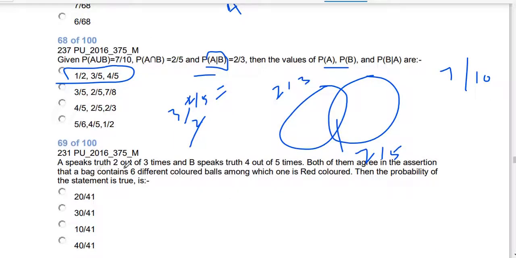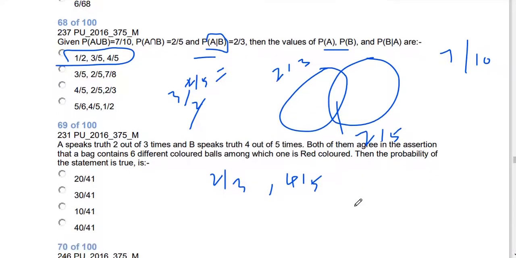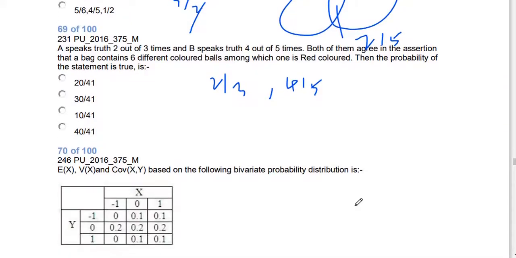A speaks truth 2 out of 3, and B speaks truth 4 out of 5. So probability of A is 2 by 3, and probability of B is 4 by 5. Both of them agree with the assertion that a bag contains 6 different colored balls, among which one is red. Then find the probability that the statement is true. Probability of statement true means... you can try this question. I also do not know.